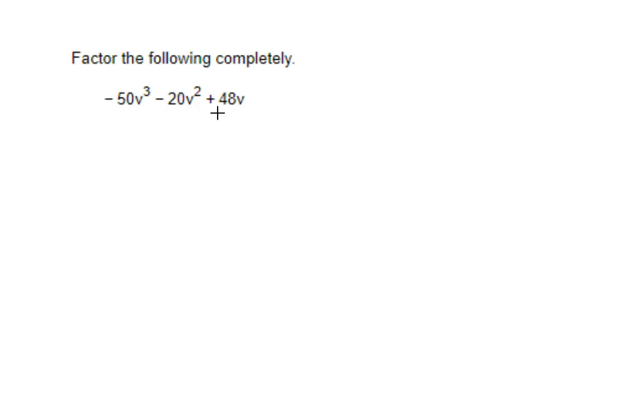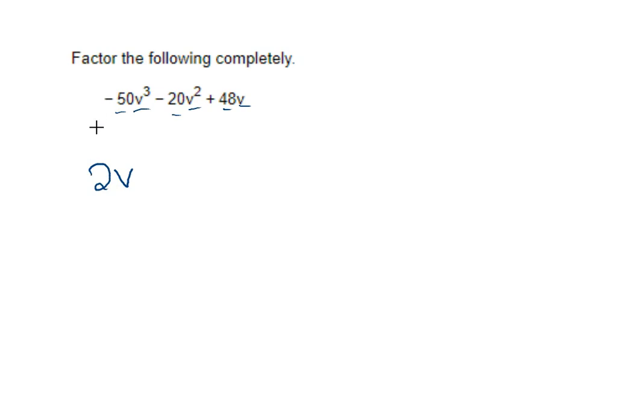This one, though, does have a common factor. Right? They all 3 have a v, so we could factor out a v. And it looks like the numbers are all even, so I know I can at least factor out a 2, maybe even more. But I think 2 is going to be the limit here. So I'm going to factor out a 2 and a v.